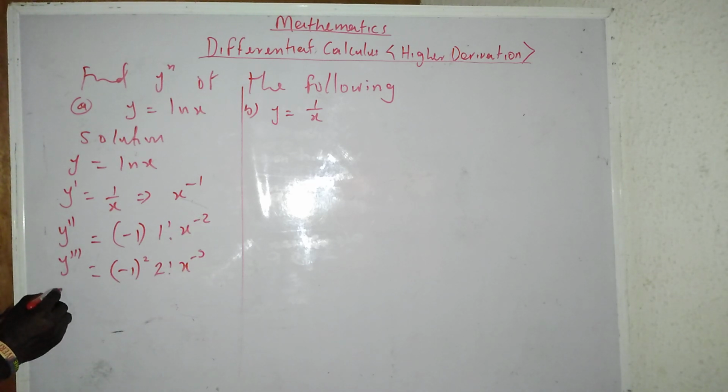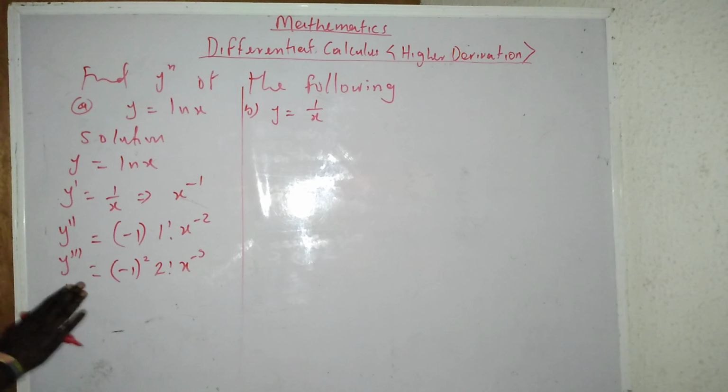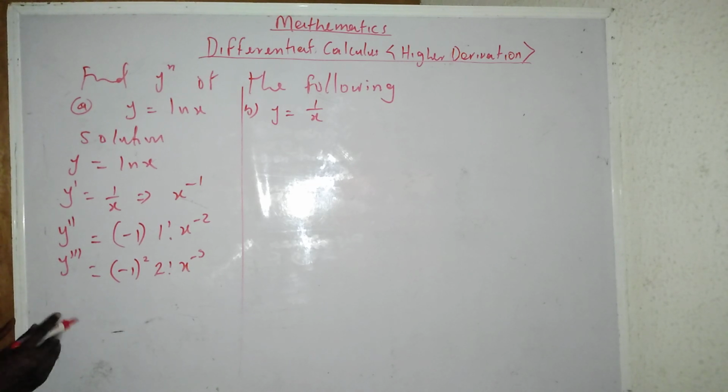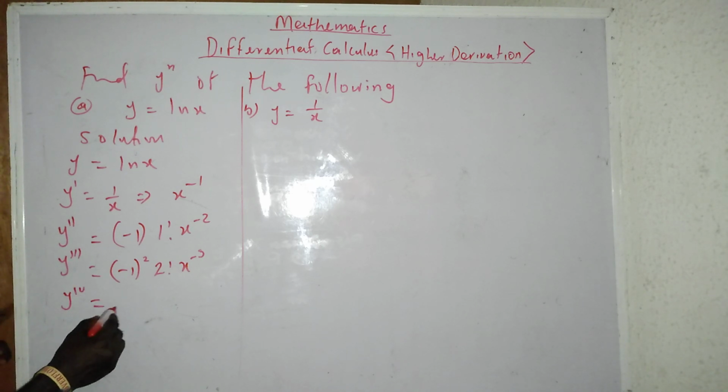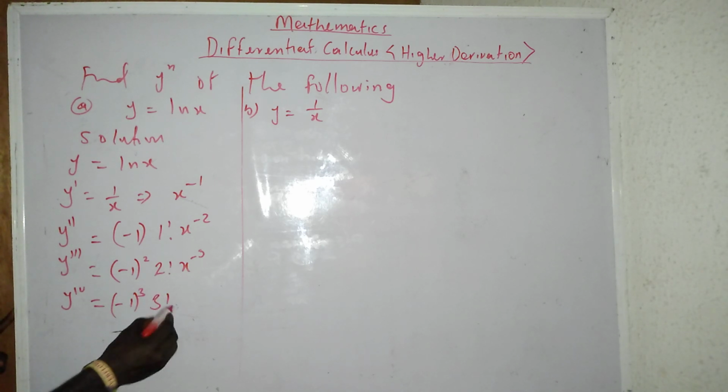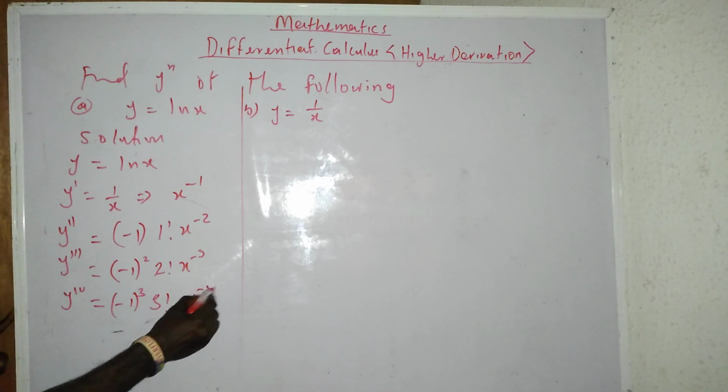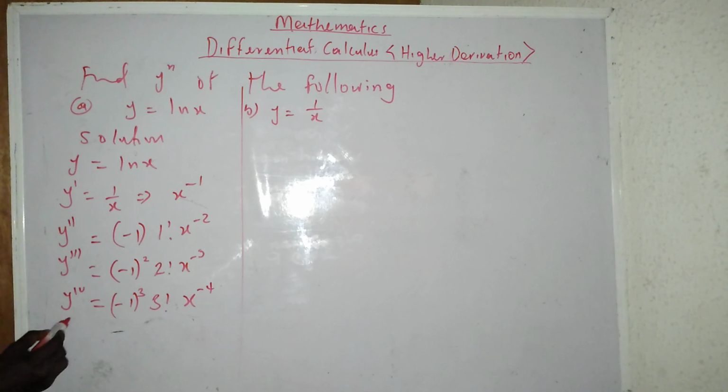Now, if I move on, let me do more of it. If I have y fourth derivative, which will be what? Minus 1 raised to the power 3, 3 factorial, x raised to the power minus 4. Okay, I can now run to the last one, the nth derivative, which I have. This one will be what?